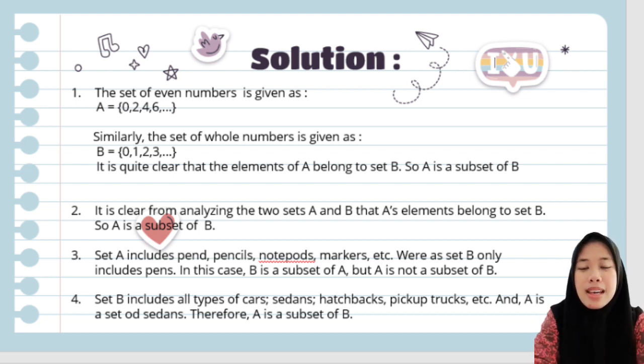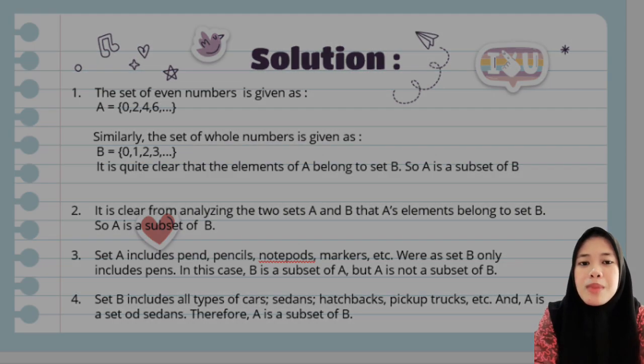Number 3. Set A includes pens, pencils, notepads, markers, etc., whereas set B only includes pens. So we cannot say that all A's elements are in B, which is a condition for A to be a subset of B. In this case, B is a subset of A, but A is not a subset of B. Okay, for number 4, set B includes all types of cars, sedans, hatchbacks, pickup trucks, etc., and A is a set of sedans. So, all elements of A are included in B. Therefore, A is a subset of B.